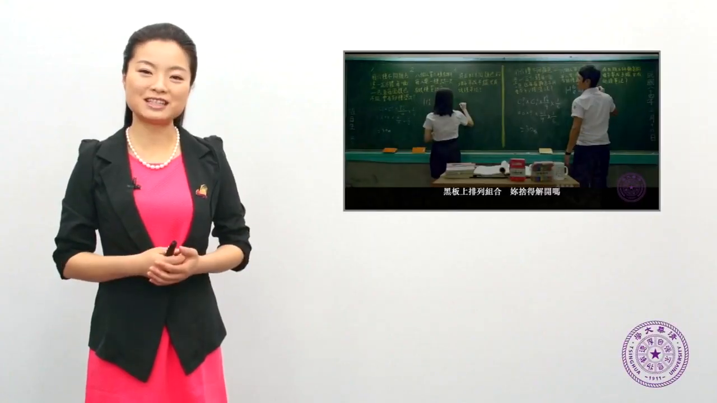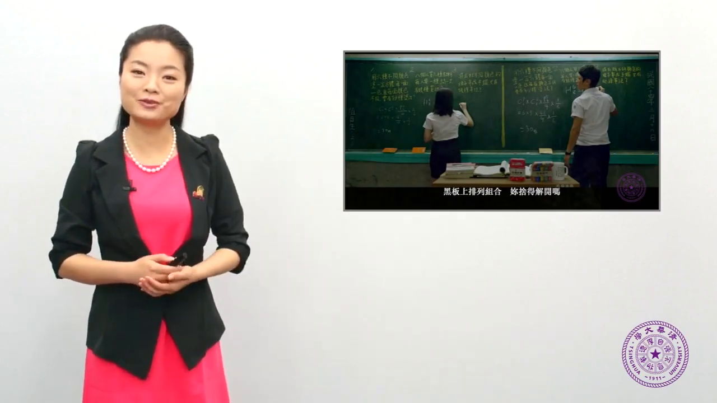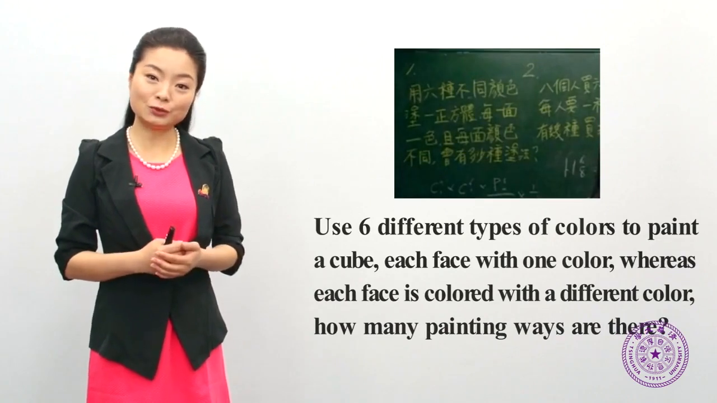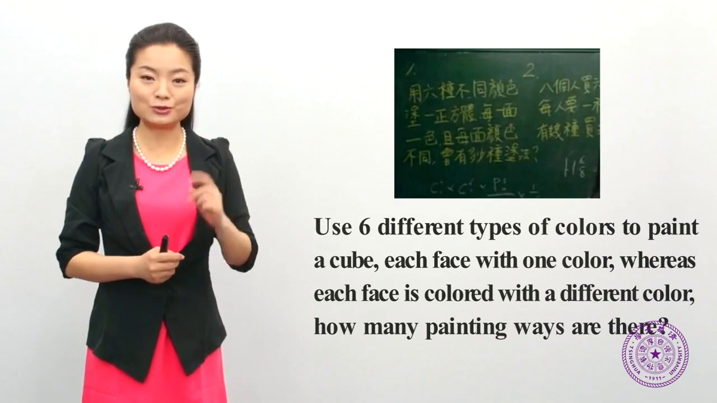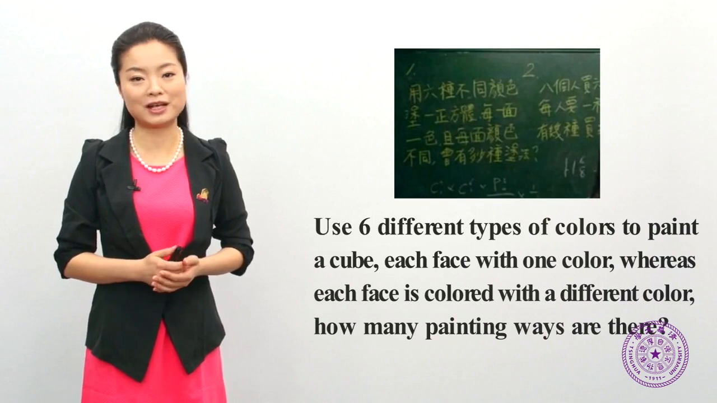Do you still remember the permutation and combination on the blackboard? We can see from the blackboard there is such a question. It asks: if there are a total of 6 colors, and we use them to paint a cube, using one color for each face, and the colors on different faces should be different, then how many different coloring ways are there?